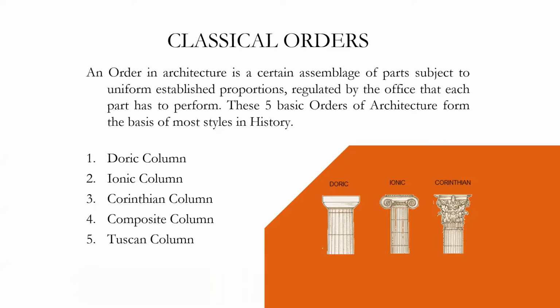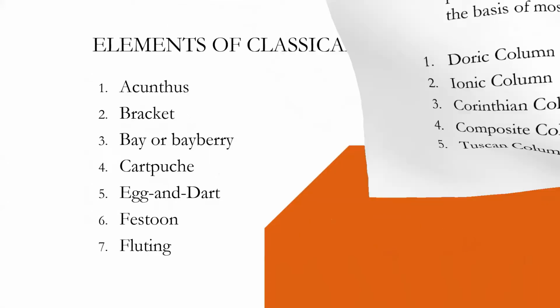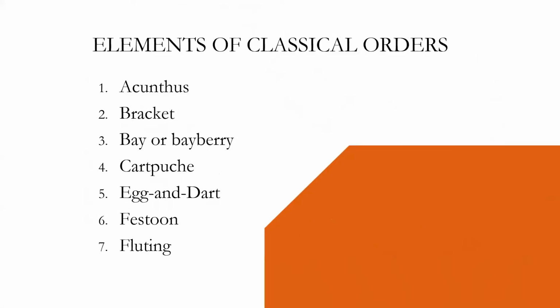The first one is the Doric column, the second one is the Ionic column, the third one is the Corinthian column, the fourth one is the Composite column, and the last one is the Tuscan column. Elements of classical orders: those are acanthus, bracket, bead and berry, cartouche, egg and dart, festoon, and fluting.